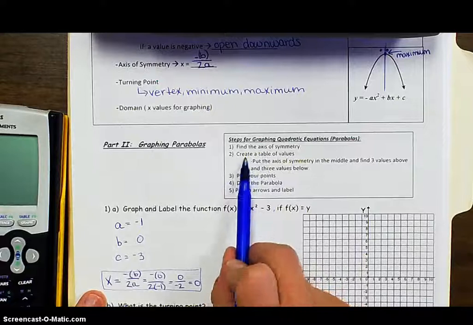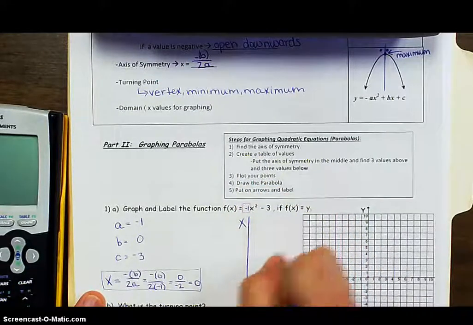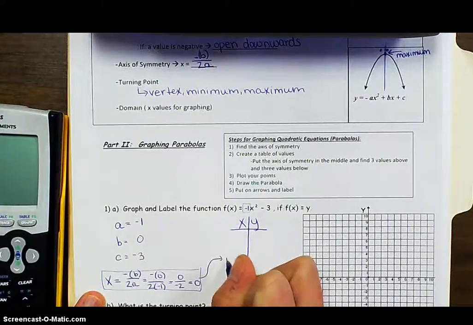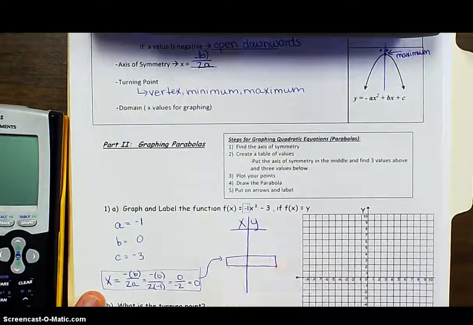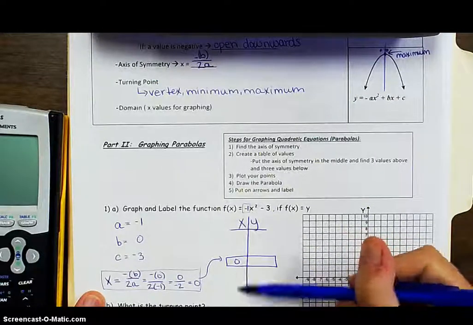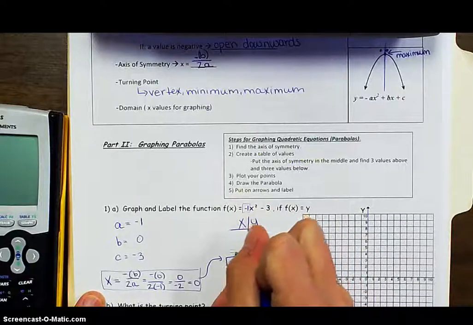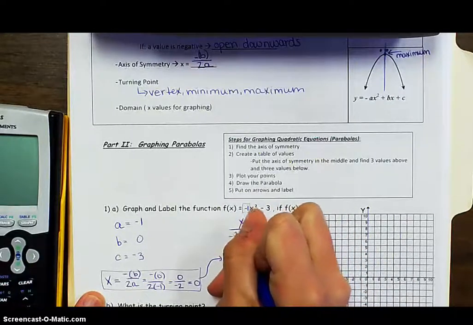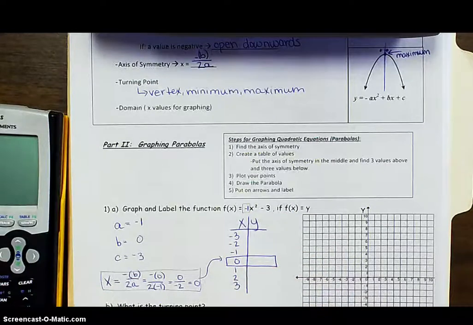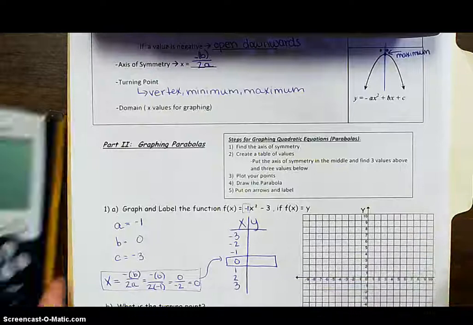So what we're going to do next is create a table of values. So we're going to go x and y, and we're going to take our vertex, or our axis of symmetry, and put it smack dab in the middle. Now we want to do at least 3 values above and 3 values below 0 for our table, for our domain. So I'm going to go -1, -2, -3, 1, 2, and 3.